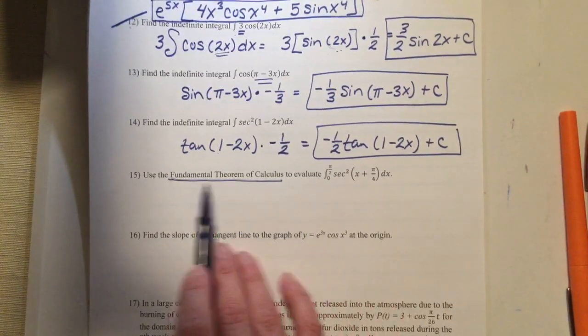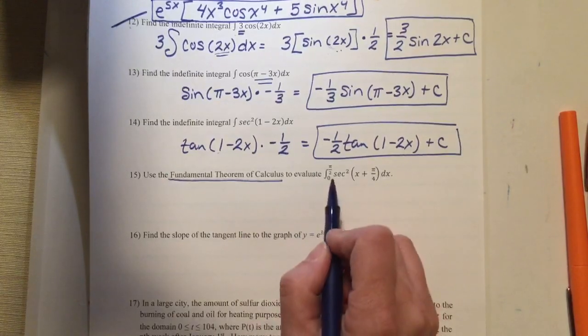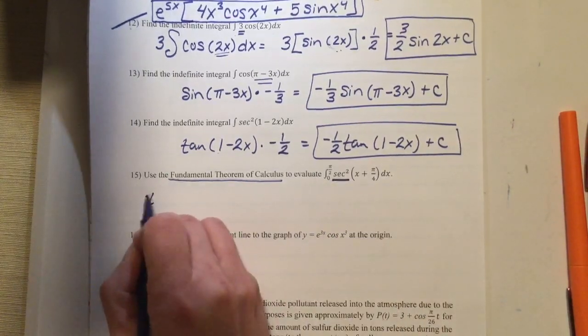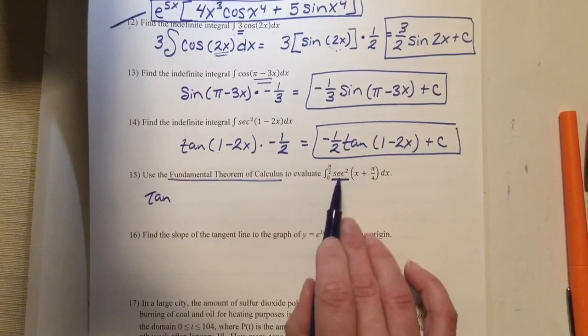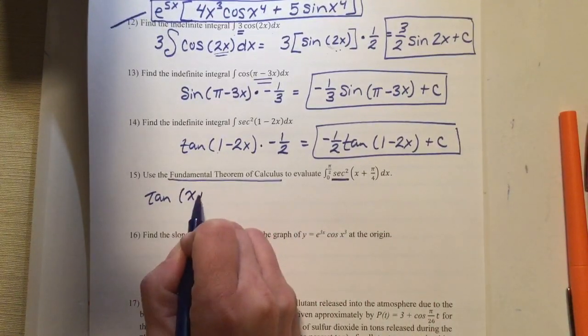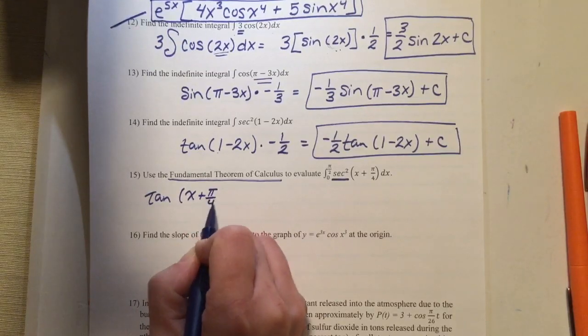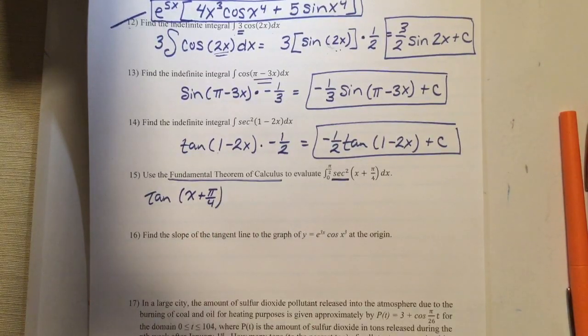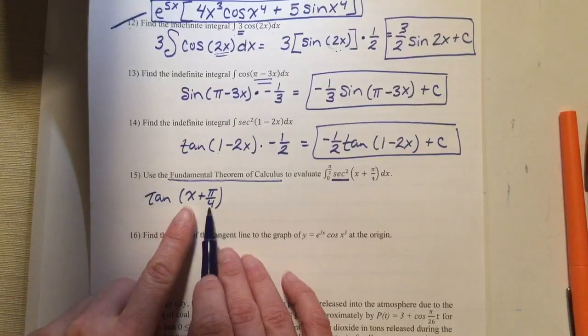So we're going to go ahead with the fundamental theorem of calculus. The antiderivative of a secant squared is tangent. I keep x plus pi over 4, keep that the same. This is more than just an x, so I have to find the derivative of this.